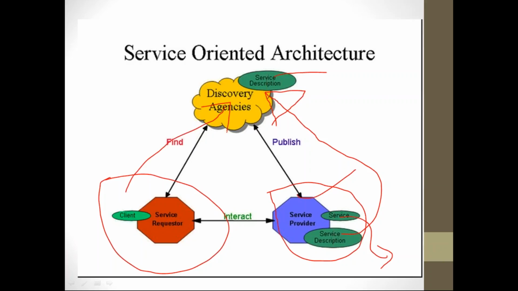Once he goes through the service contract of the different service providers which he has shortlisted based on his requirement, then there is a bind or interact operation which happens between the two parties. So these are the three parties which basically complete your SOA architecture.